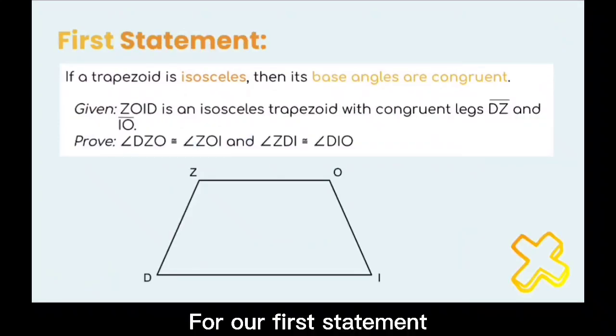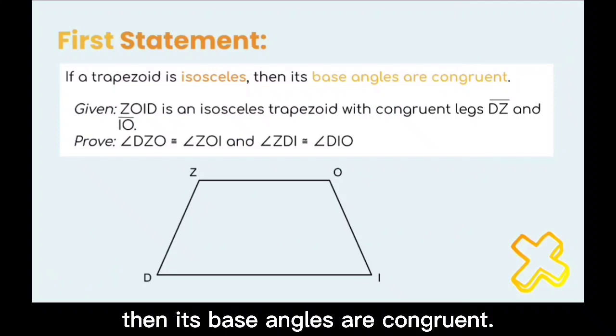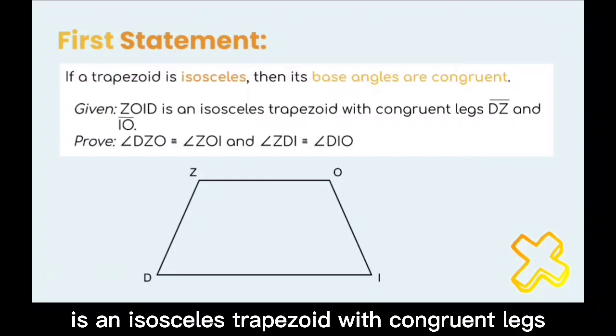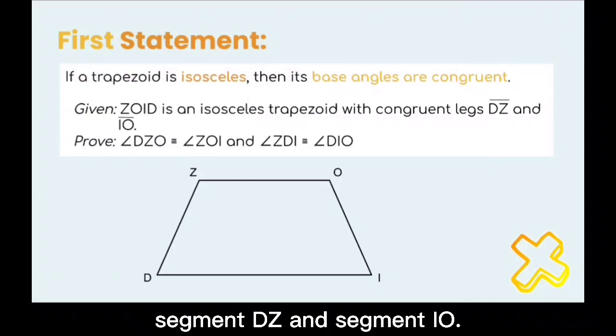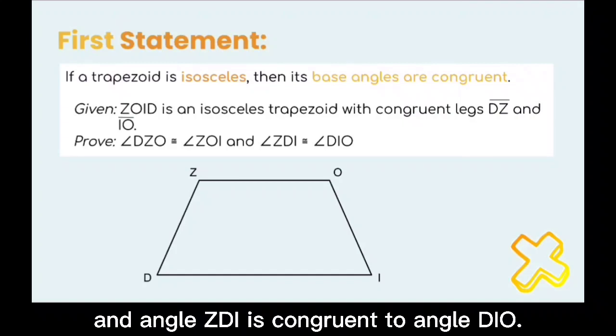For our first statement, if a trapezoid is isosceles, then its base angles are congruent. Given ZOID is an isosceles trapezoid with congruent legs segment DZ and segment IO, as you can see in the figure, prove that angle DZO is congruent to angle ZOI and angle ZDI is congruent to angle DIO.